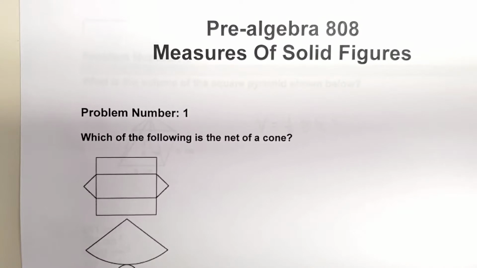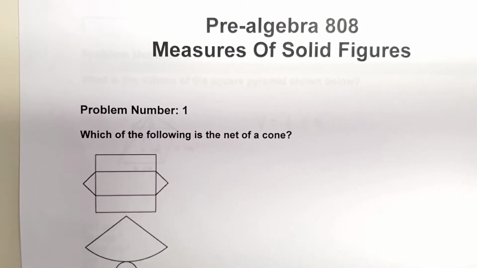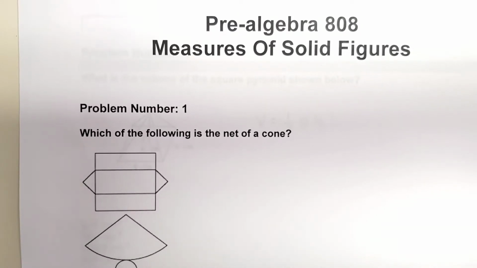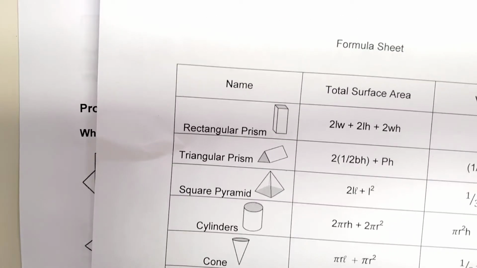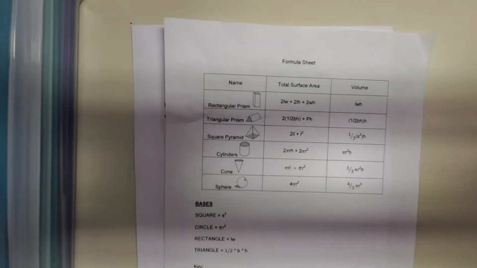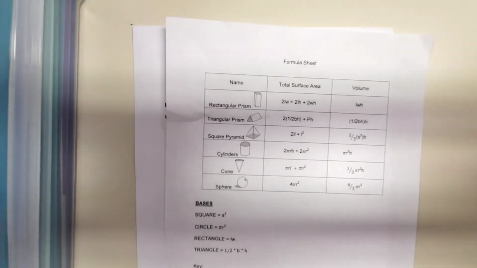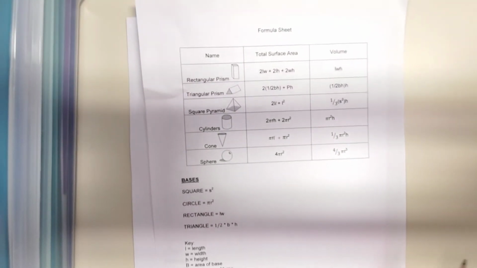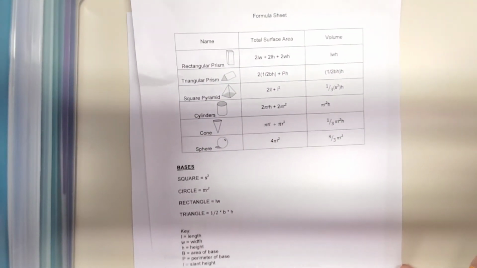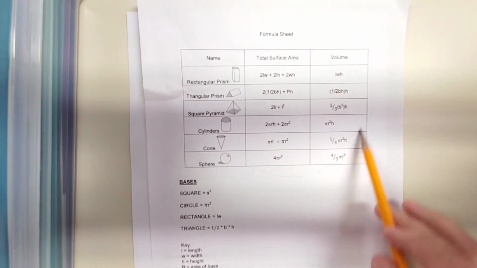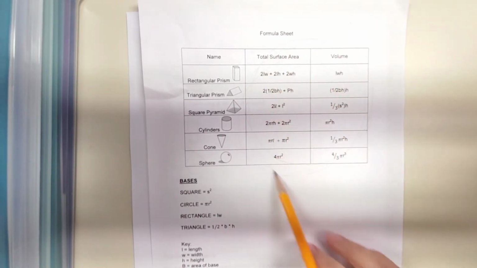All right, this is Math 808, Measures of Solid Figures Study Guide. I hope everybody was able to get the formula sheet. This is going to save your hide for the test, all right? You need to have these memorized to take the test.